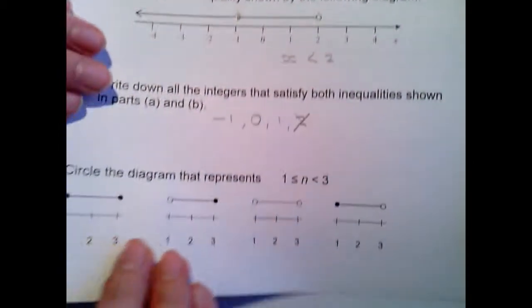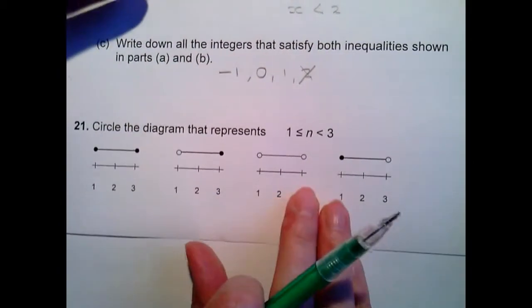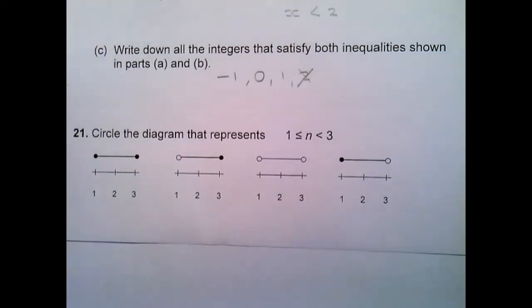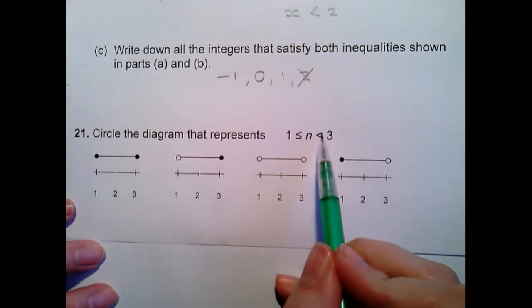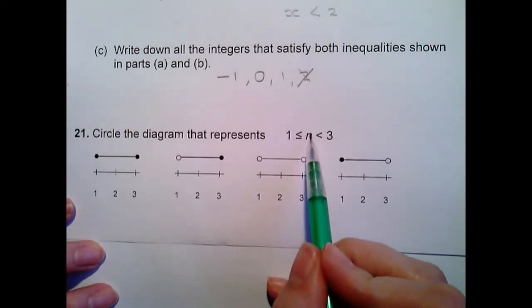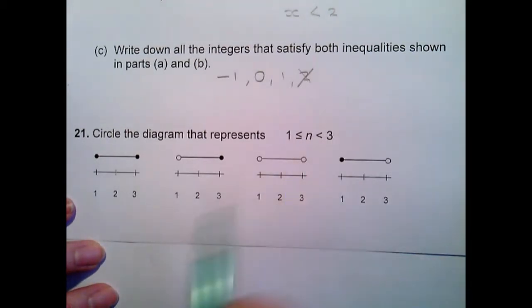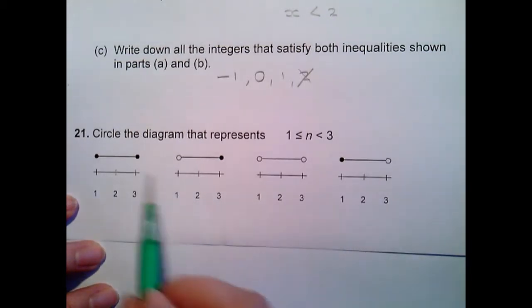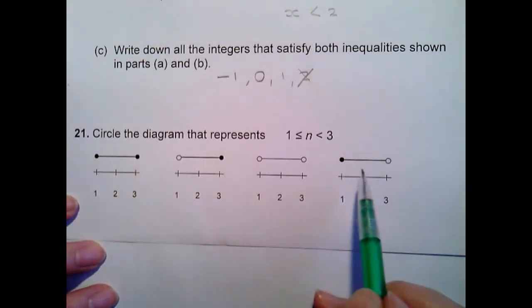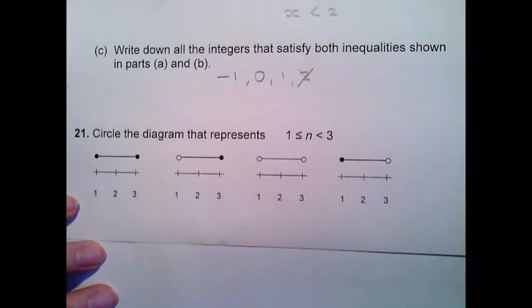Question 21, I've just got some more practice with these number lines. So circle the diagram that represents 1 is less than or equal to n, which is less than 3. So they mean that n is between 1 and 3, but that doesn't really help much because all of the pictures go between 1 and 3. The only difference in the pictures is how the dots are, whether they're coloured in or left empty.